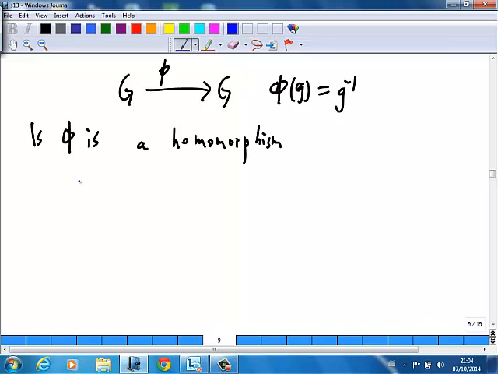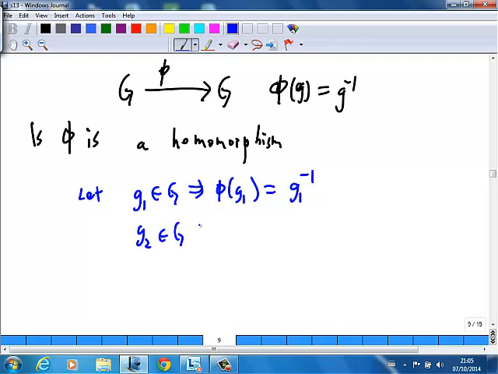So let's say I have an element. I let G1 belong to G. So what is the image of G1? G1 inverse, right? Because by definition, the image of G1 is G1 inverse. Then take an element G2, again in G. The image of G2 is G2 inverse.